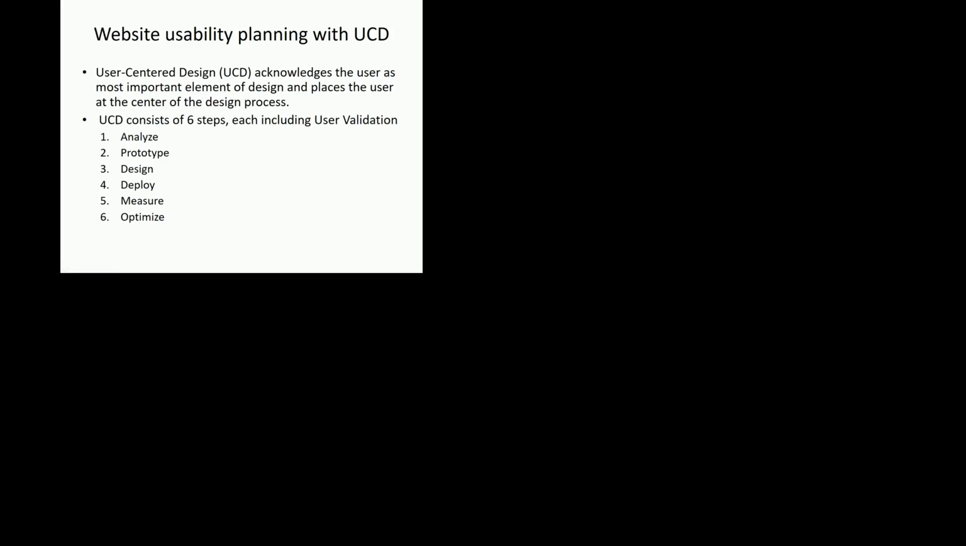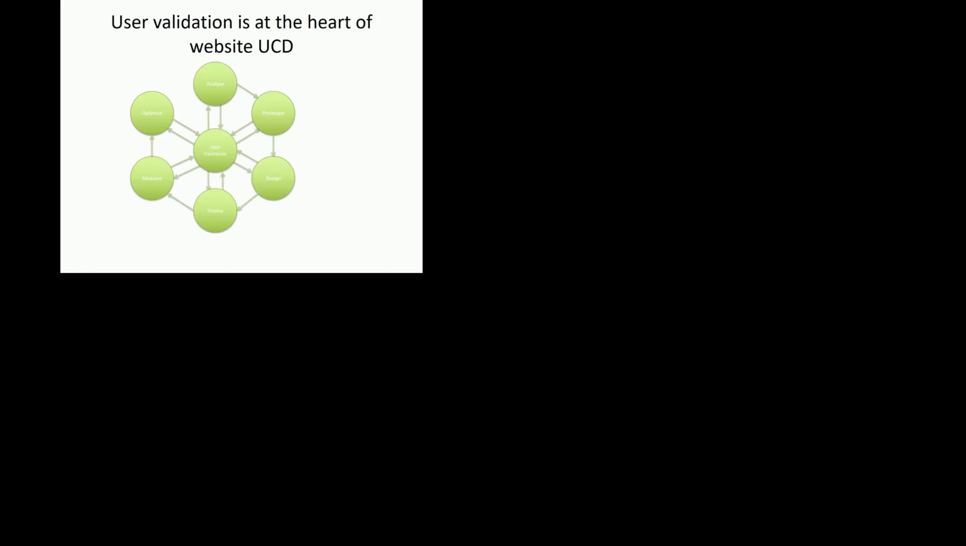So website usability planning with user-centered design is a very good approach. User-centered design acknowledges the user as the most important element of the design and places the user at the center of the design process. It consists of 6 steps, including user validation at each step. So you would do analysis, prototyping, designing, you would deploy, you would measure, and then you would optimize. Again, with the user always at the center of the validation.